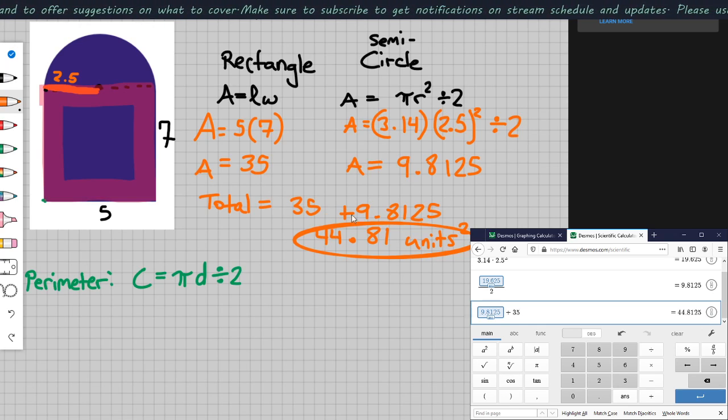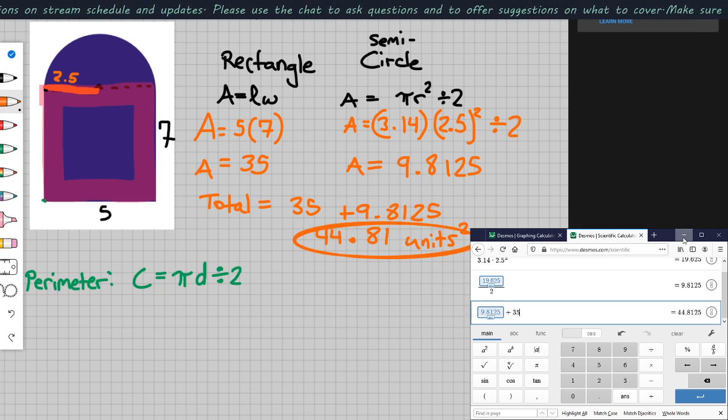We can move that around because of the commutative property of addition. So again, 44.8125, I rounded because it's a 2. If it's 4 or less, we keep the same, and if it's 5 or more, we round up. Alright, so we got 44.81 units squared.